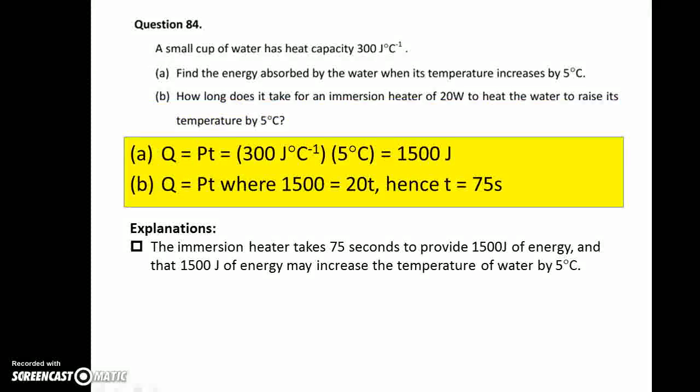Question 84. Calculation questions. For that small cup of water, it has a small heat capacity of 300 joules per degree Celsius. The water may absorb totally 1,500 joules of energy when its temperature increases by 5 degrees Celsius. You should apply equation 5. In order to produce the same amount of energy, 1,500 joules, a 20-watt heater has to operate for 75 seconds.